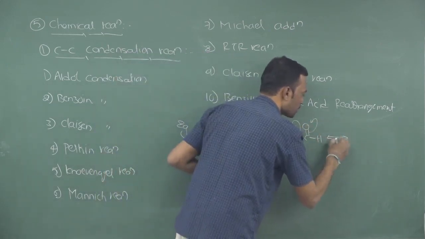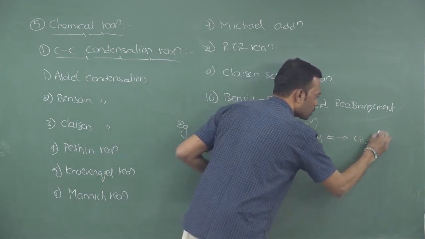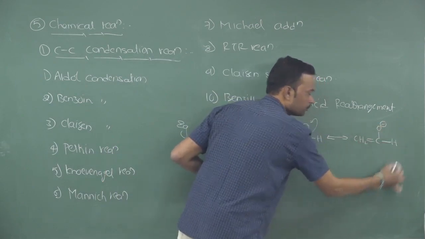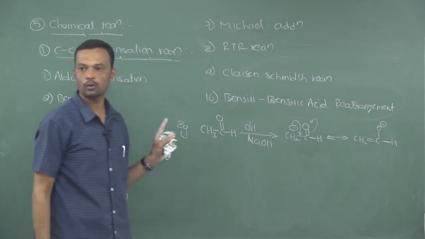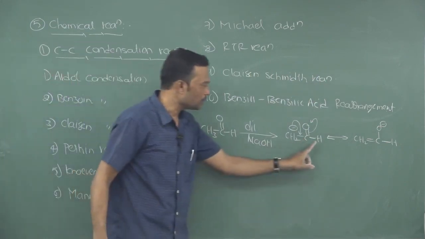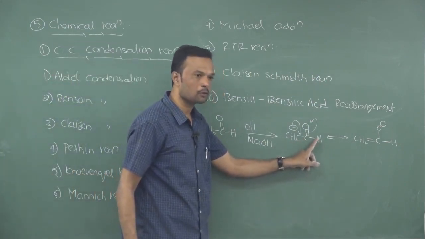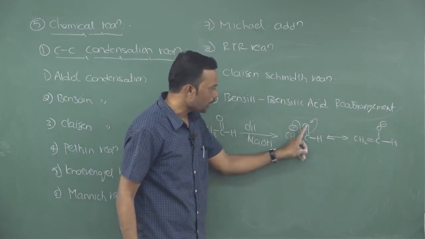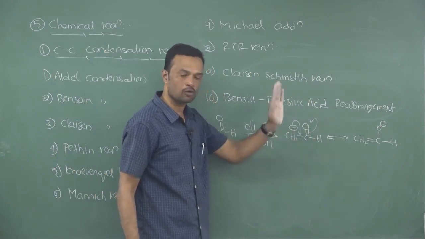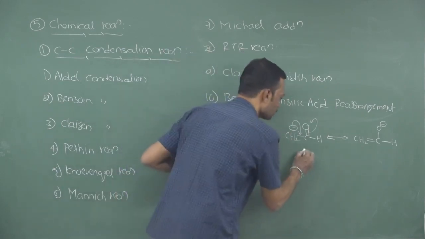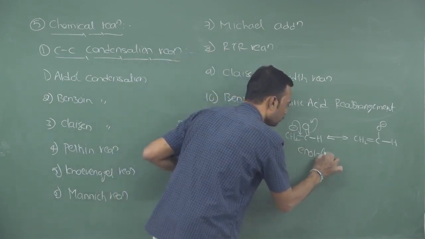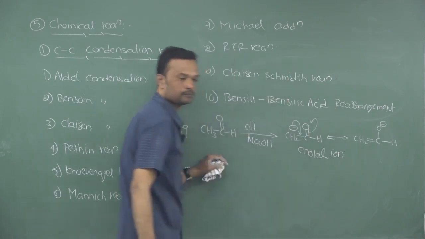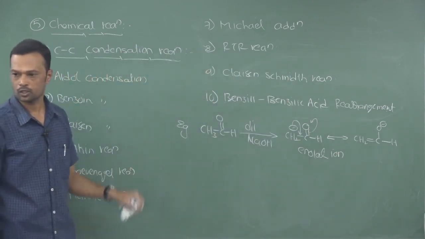Now this gets stabilized by conjugation, also called the enolate ion. You remember this one, the enolate ion. It may be a methyl, or alkoxy, or chlorine, bromine, whatever it may be. If the carbanion and oxygen are involved in conjugation, in delocalization, that ion is known as what? Enolate ion. Clear?